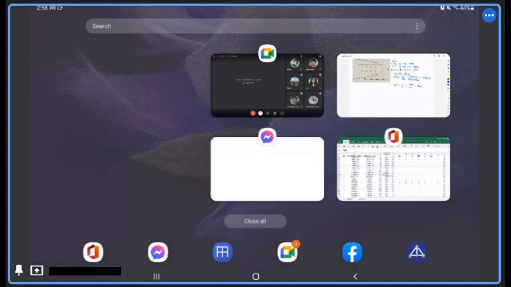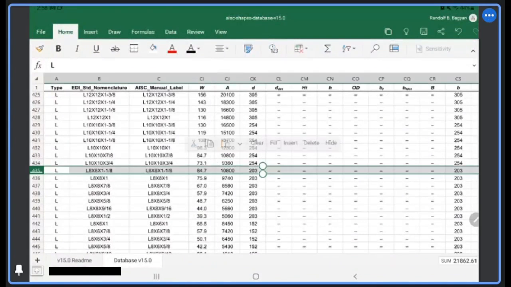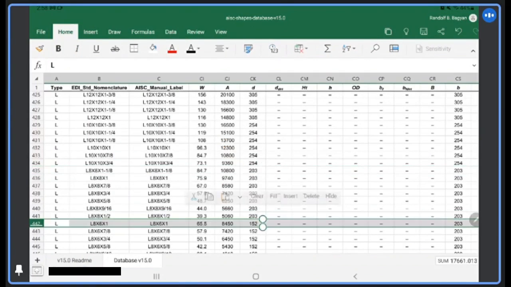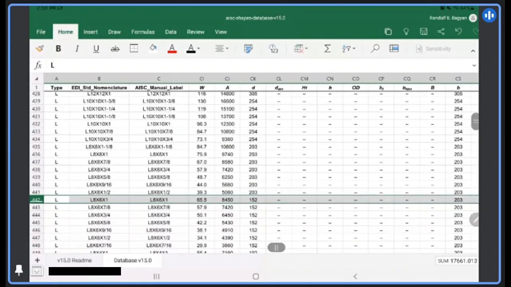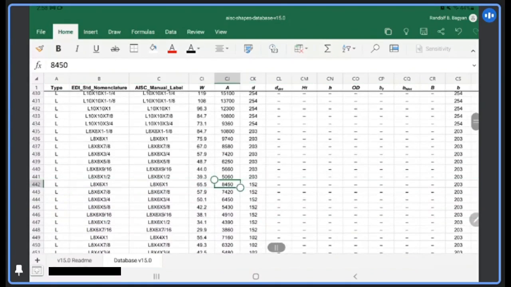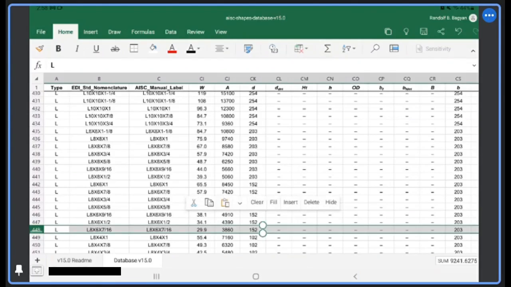So, unequal angle. L8 by 8 is not possible because equal legs yan for an angle. L8 by 6: 8,450, 7,420, 6,450, 5,430, 4,910, 4,390, 3,860. Okay, this is for the L8 by 6. 3,864. Let me highlight this.